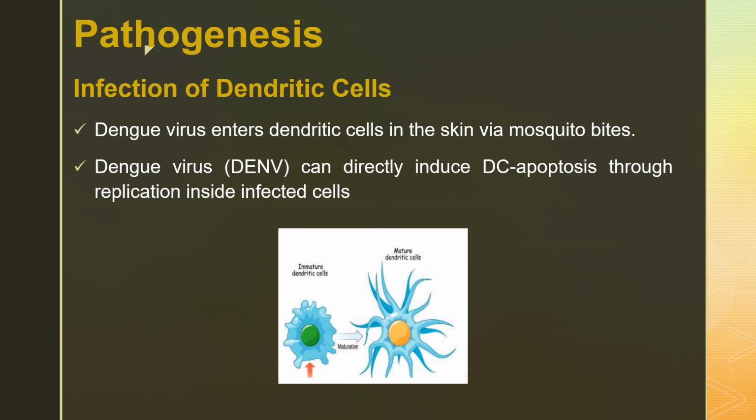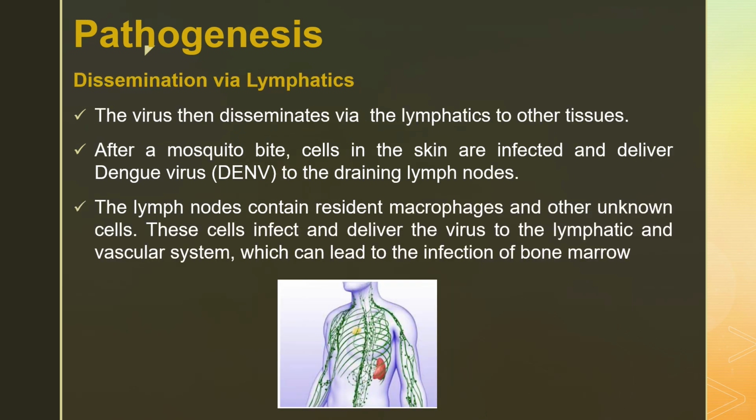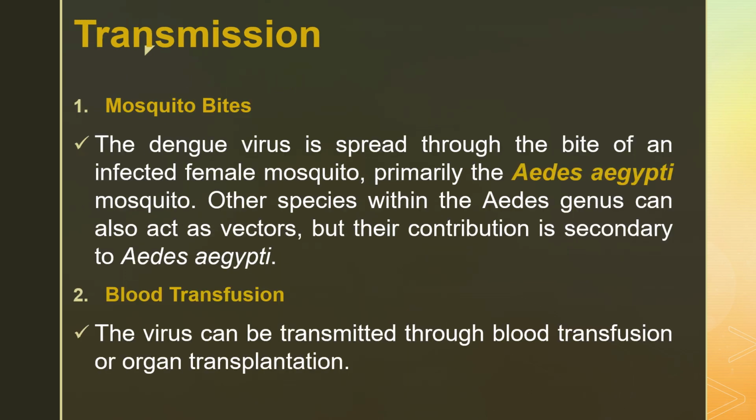Pathogenesis of dengue virus. First, infection in dendritic cells. Due to the entry into dendritic cells in the skin via mosquito bites, the dengue virus can directly induce dendritic cell apoptosis through replication inside the infected cells. Disseminated via lymphatics: the virus disseminates via lymphatics to the other tissues. The mosquito bites cells in the skin and infected cells deliver dengue virus, draining the lymph nodes. The lymph nodes contain resident macrophages and other unknown cells. These cells infect and deliver the virus to the lymphatic and vascular system, which can lead to infection of the bone marrow.